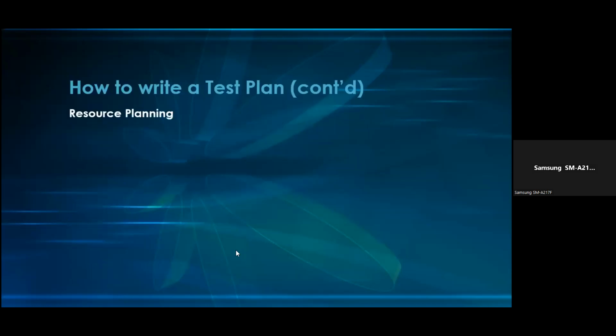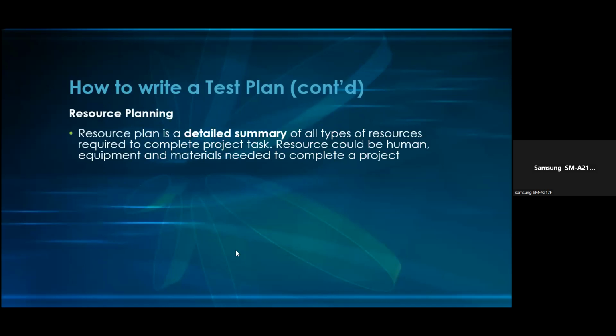How to write a test plan. Resource planning. A resource plan is a detailed summary of all types of resources required to complete the project tasks. Resources could be human, equipment, materials needed to complete the project. So it could be the Azure DevOps that you need. Those are the tools, your Visual Studio, SpecFlow, or libraries, all these things need to be checked. It's going to be part of the test plan for us to know.